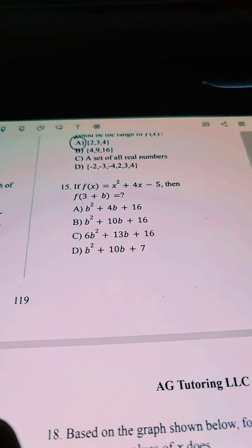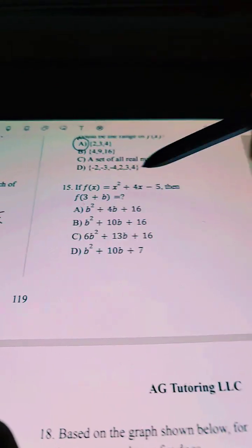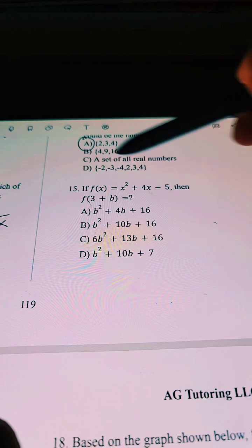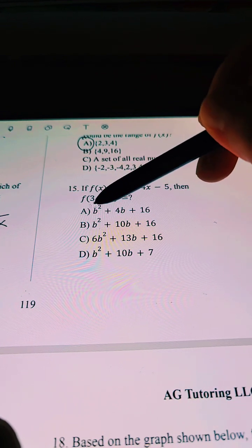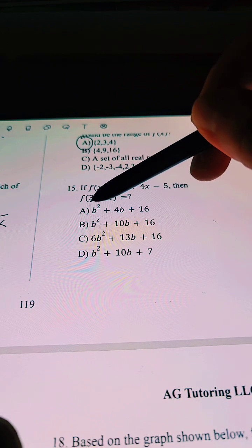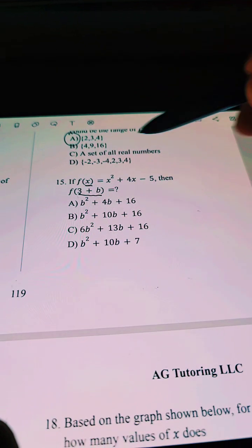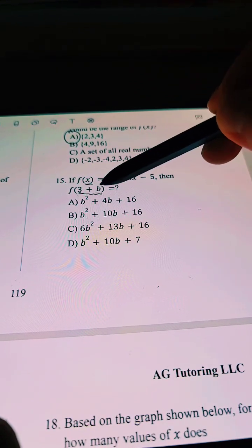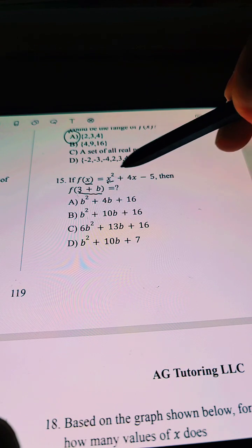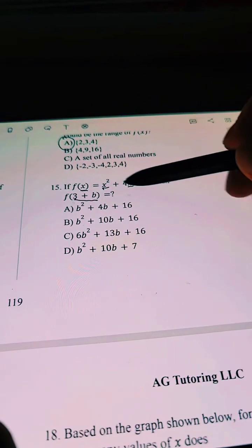So let's go to number 15. So for number 15, if f of x is equal to all of that, then f of 3 plus b equals, so here, be careful with that logic, because it's not always going to be like just plug, like you can't just plug in 3 for x. It's whatever's inside the parentheses have to replace each other. So like if I want to find f of 3 plus b, that means that 3 plus b is taking the place of each of my x's.